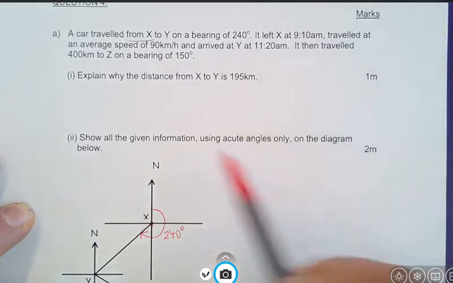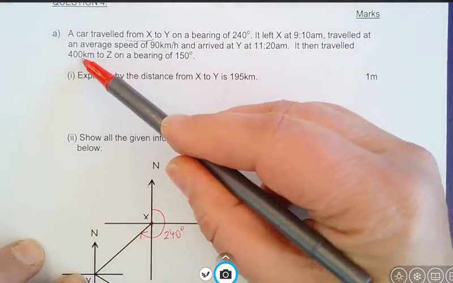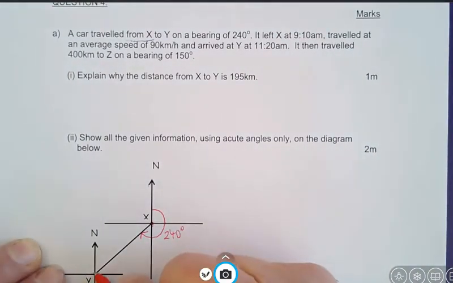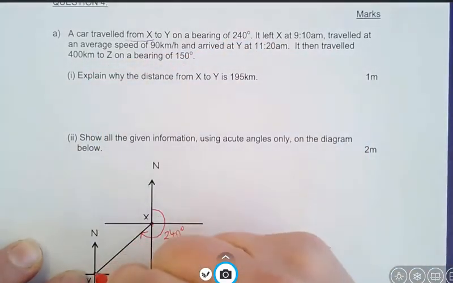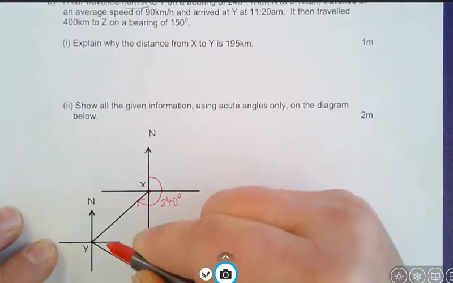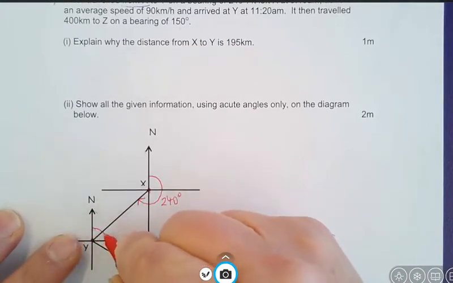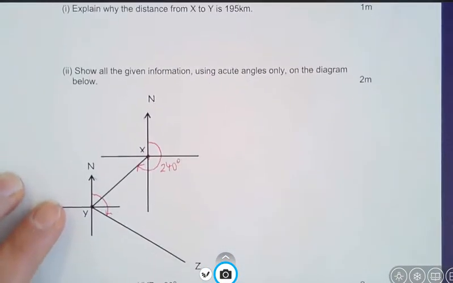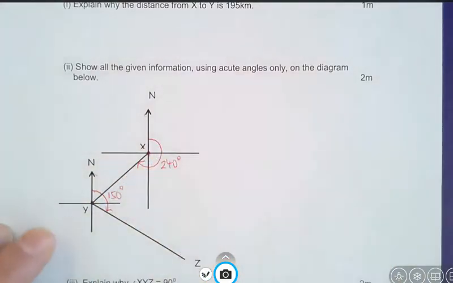Okay. It then travelled, so it went to Y, and then it travelled 400 kilometres to Z on a bearing of 150. So we need to put where this 150 is. So it went from Y to Z on a bearing of 150. So we start from Y. We've got our north sign, and we go clockwise from north for 150 degrees until we find Z, which is down here. So then we have to mark that in as well. Okay?